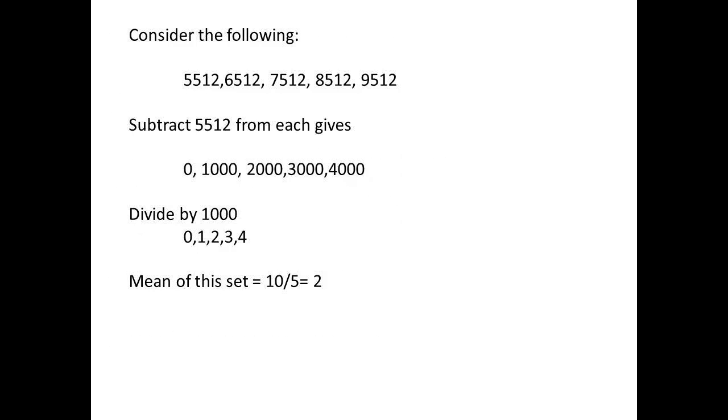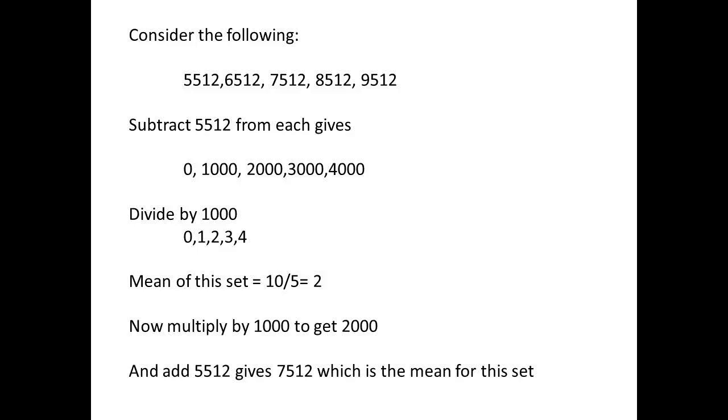For example, this set of numbers can clearly be simplified. We start by subtracting 5512 from each number, then divide by 1000 and determine the mean of the new set. Now multiply by 1000, the number we divided by, then add back in the 5512 we subtracted, and we have the mean for the original set.